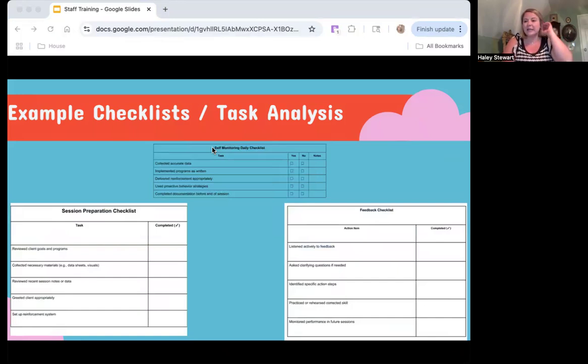So before we get any further into this, I wanted to share with you just an example of what some of these checklists might look like. It doesn't have to be too crazy. It can be very simple. It's really just a way that someone can have a set of goals or tasks that they're looking for and then be able to self-reflect on those things and then come back and collaborate with their supervisor on ways to improve upon those things. And each of these three checklists, task analysis will be shared with you at the end of this presentation.